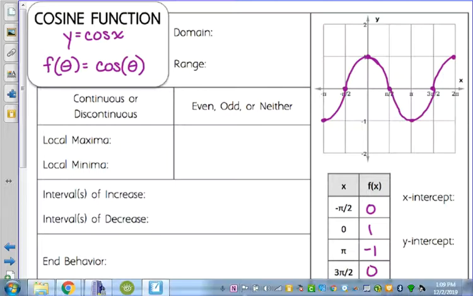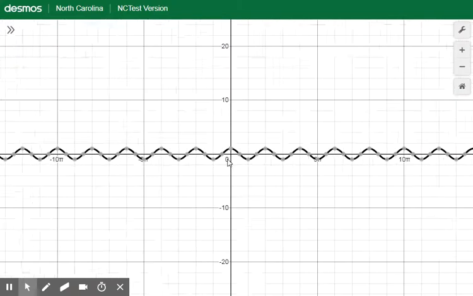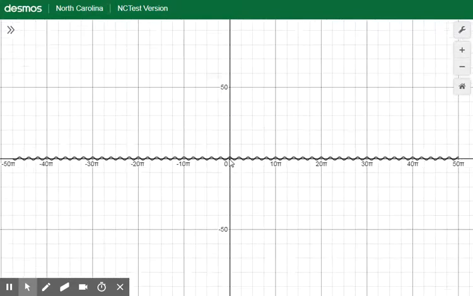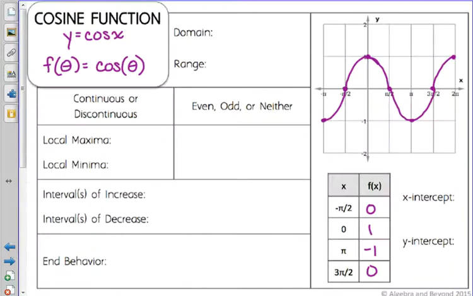Cosine, same deal as sine. I can zoom out, and it's going to look exactly the same. It keeps repeating. It never stops. Okay, the pattern just keeps repeating itself. So cosine has the same domain: all real numbers, -infinity to +infinity. The range is the same: -1 is less than or equal to y, less than or equal to 1, or in interval notation, -1 to +1.